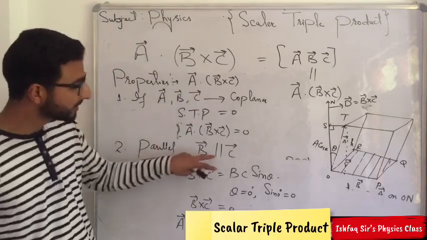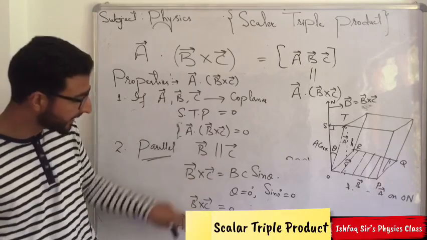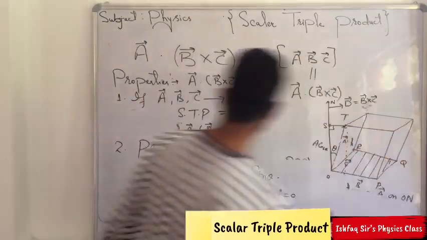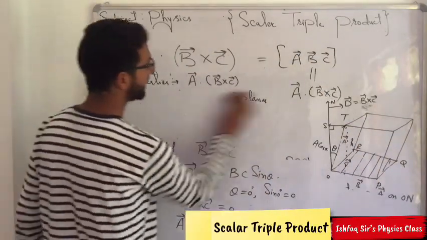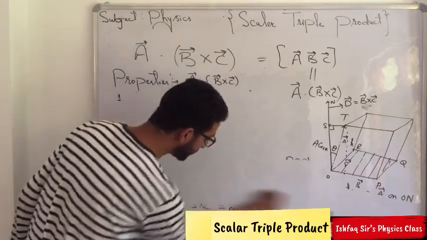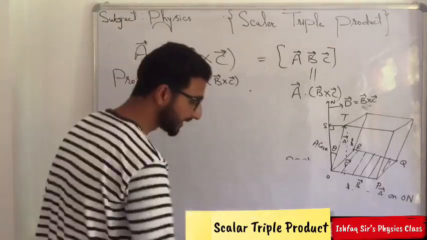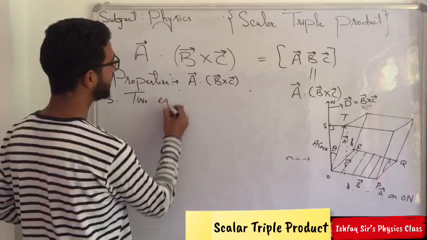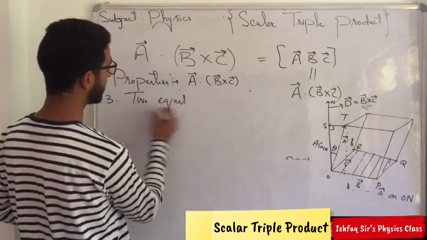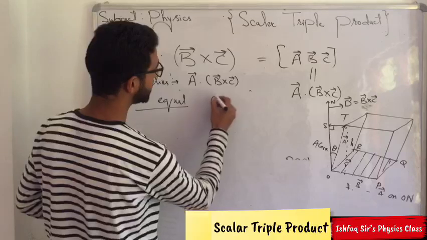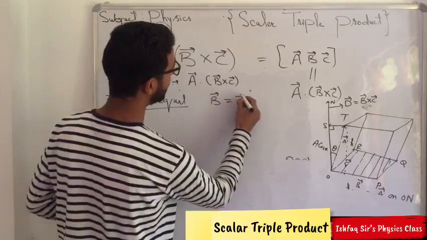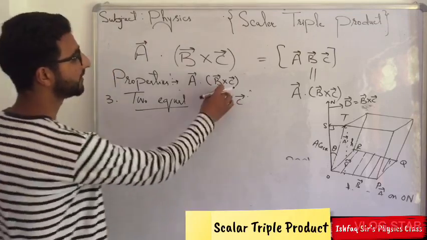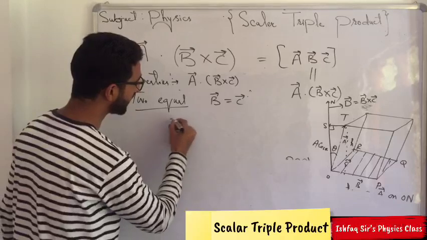So if the two vectors are parallel, rather if any two vectors are parallel, then their scalar triple product is equal to 0, right? Now one more property of this very scalar triple product is that if two vectors are equal, let me write property third here. If any two vectors are equal, suppose vector B is equal to vector C. Let me again calculate B cross C here.